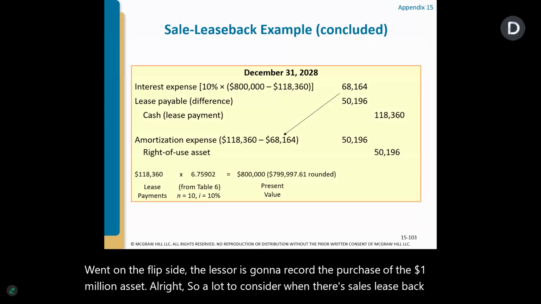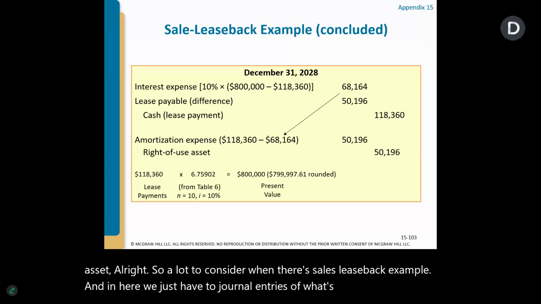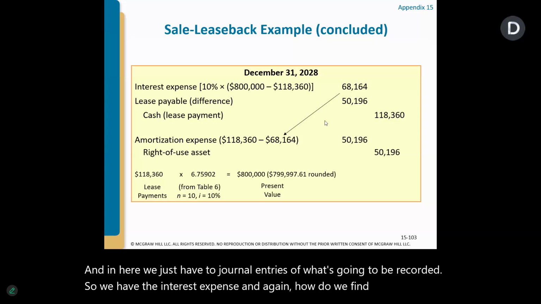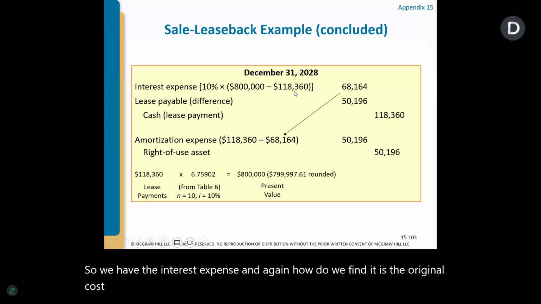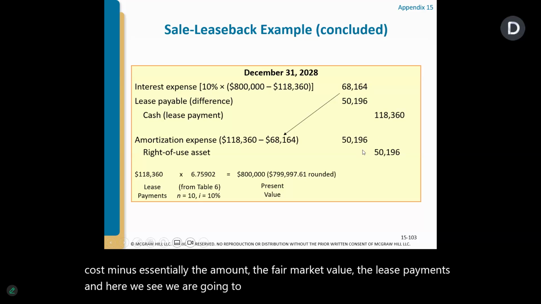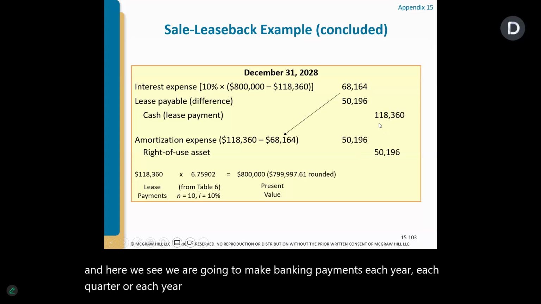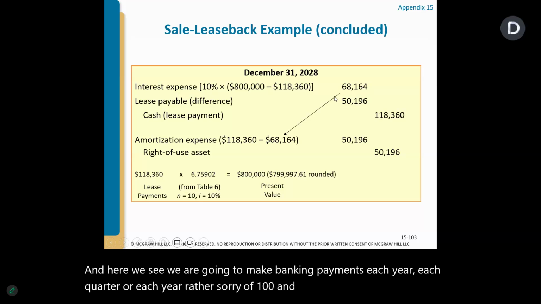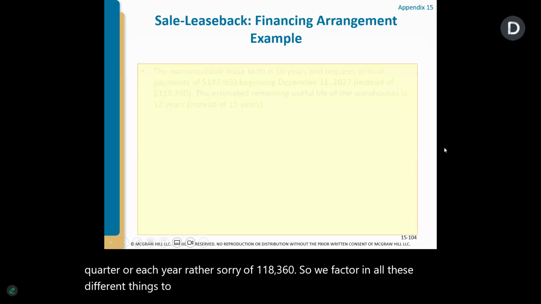And then here we just have the journal entries of what's going to be recorded. So we have the interest expense, and again, how do we find it? It's the original cost minus essentially the fair market value of the lease payments. And here we see we are going to be making payments each year of $118,360. So we factor in all of these different things to record our journal entries.